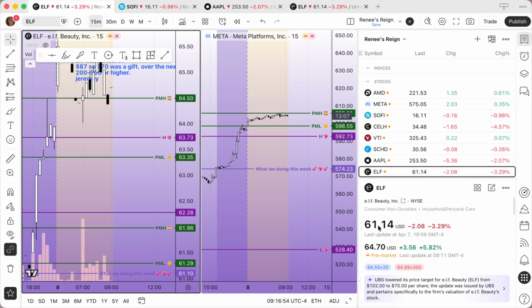This is where the news starts influencing price, and you just pay attention to it. Do not react to it, because a lot of people trade the chaos of news and they lose money.